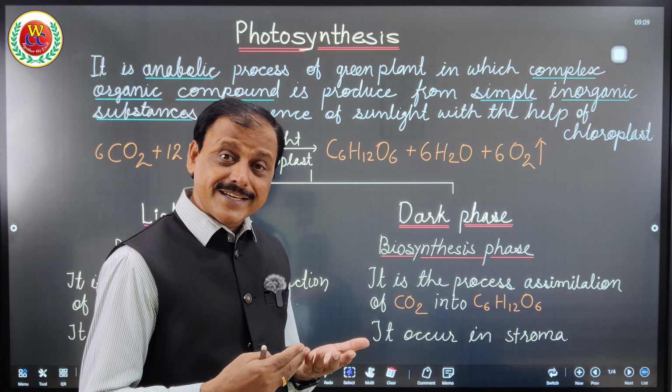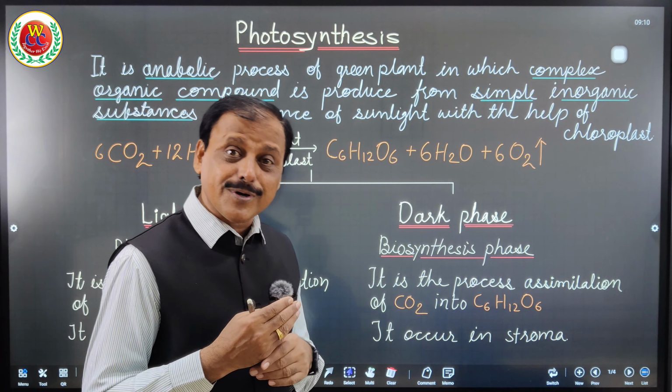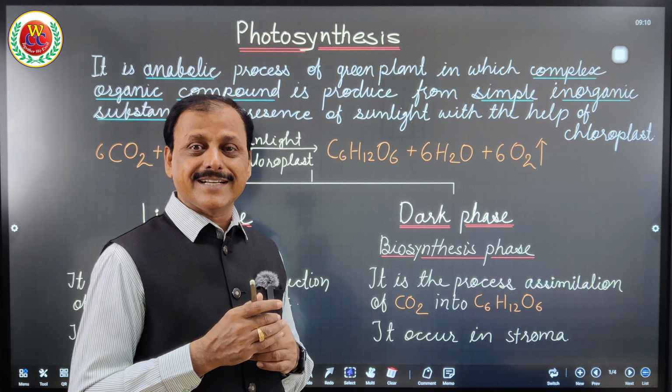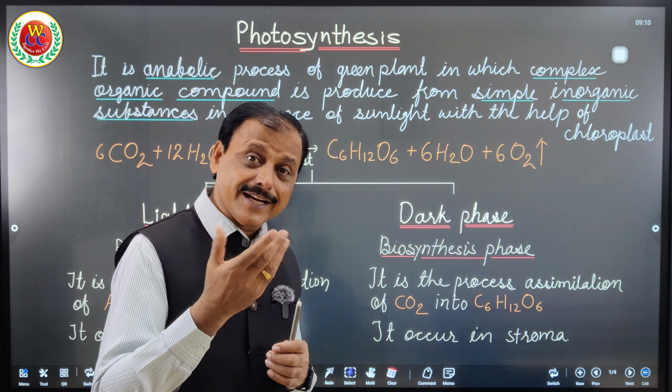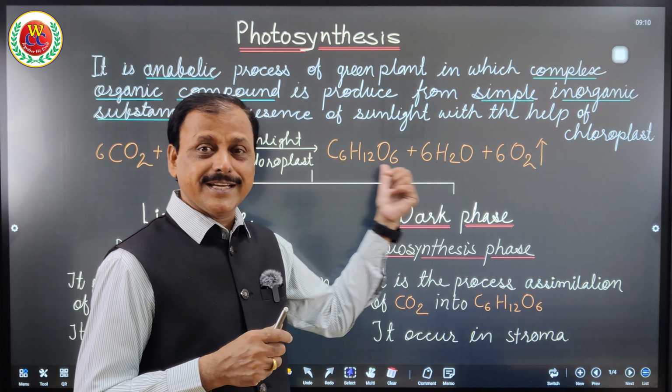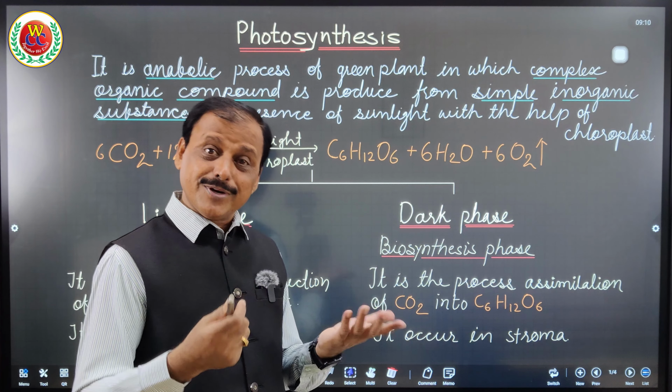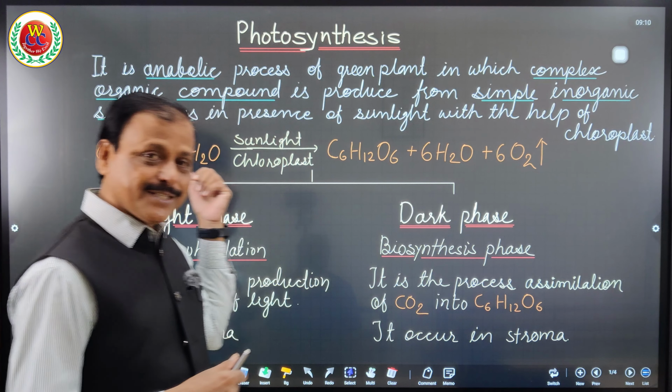So, can we say that this process is very close to God? It is the gift of God, as we say that God is pranadata and annadata. Pranadata is oxygen, annadata is glucose. Yes. So, this is photosynthesis.